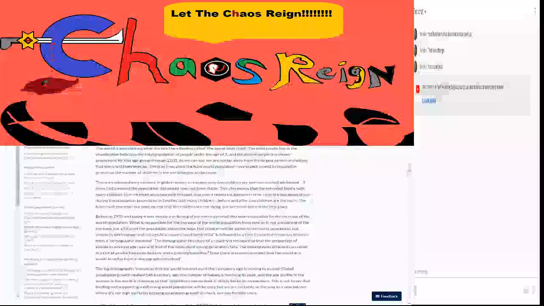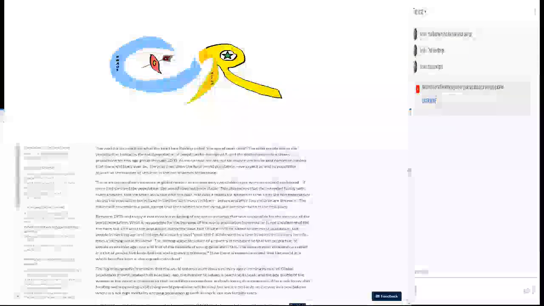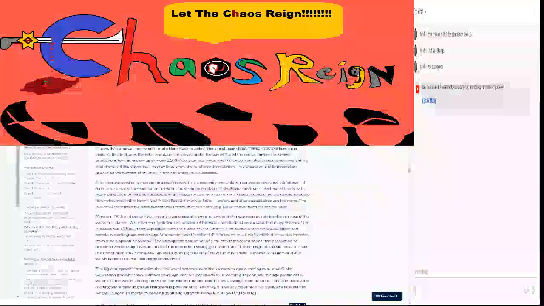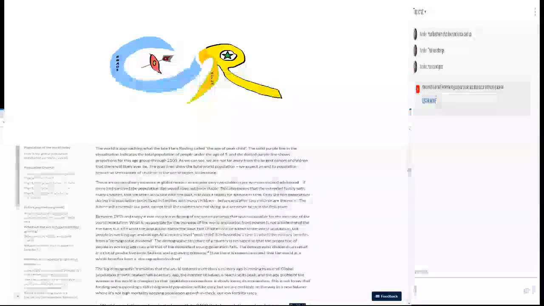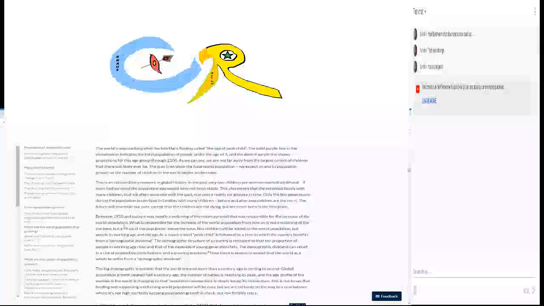At a country level, peak child is followed by a time in which the country benefits from a demographic dividend. The demographic structure of a country is reshaping so that the proportion of people of working age rises and the dependent young generation falls. The demographic dividend can result in a rise of production, contribution, and growth in an economy. There is reason to expect that the world as a whole can benefit from a demographic dividend.